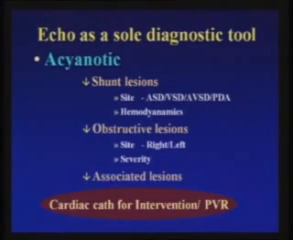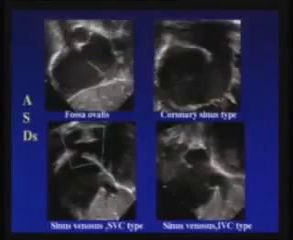While in the obstructive lesions, by echo only we can define whether it is RV outflow obstruction or LV outflow obstruction. What is the severity of obstruction? What is the type of valve, calcified or not? Then whether it is subvalvular, valvular, or supravalvular. So everything we can get from the echocardiography, and the associated lesions obviously we can define.